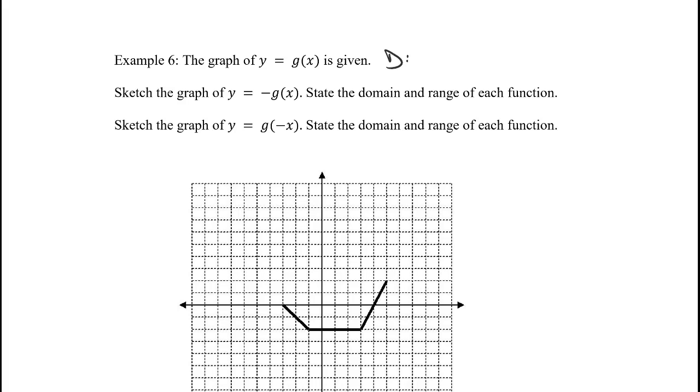So my domain, again, is my x value. So I'm going from, I would assume, -3 to +5. I'm going to erase those marks. So from -3 to +5. My range is from -2, that's my lowest point, to +2.